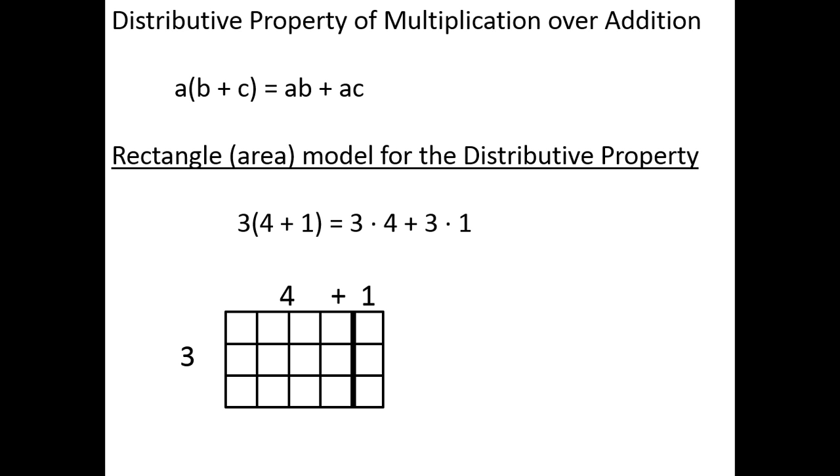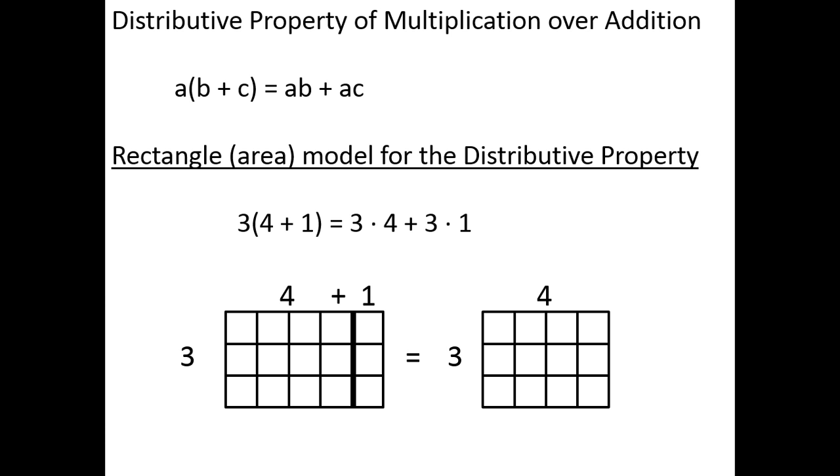The right side, what we're going to imagine is that on that dark line, we're going to just cut this rectangle right down that dark line and then pull it apart. And if we do that, we're going to get this rectangle and this rectangle. We get a rectangle that's 3 by 4, and we get one that's 3 by 1. And if you look at the right side of the equation, you'll see that's exactly what it's saying. 3 times 4 plus 3 times 1.